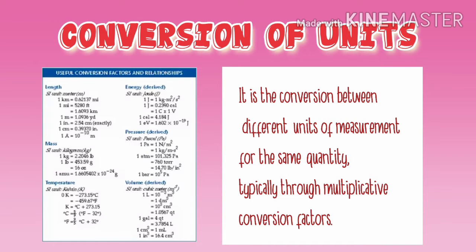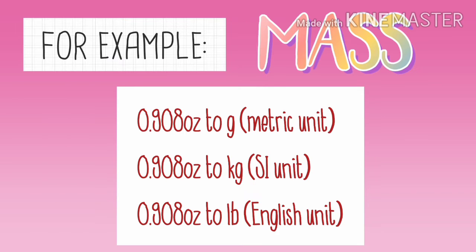Follow a step-by-step procedure. Number 1, identify the units used. Number 2, determine the relationship between the units. Number 3, determine the conversion factor. And lastly, multiply the original measurement by the conversion factor.